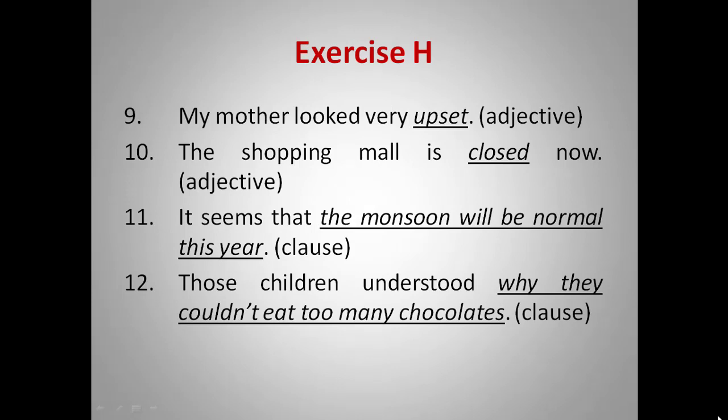In the next sentence, my mother looked very upset. Here upset is an adjective which is describing my mother, and in this sentence the complement of the intransitive verb is upset. The shopping mall is closed now. Closed here is an adjective which is describing the shopping mall, and closed here is the complement of the intransitive verb.